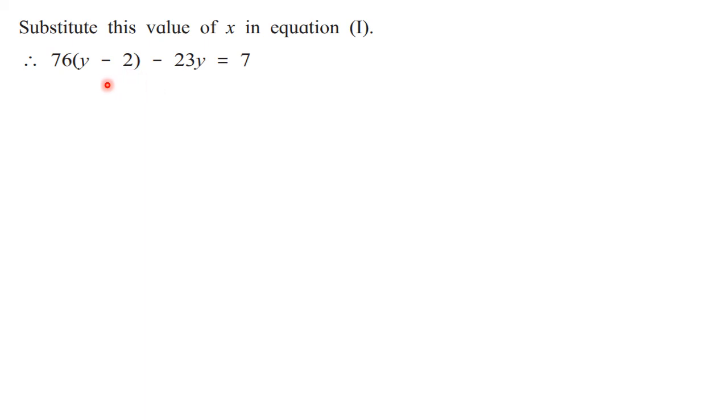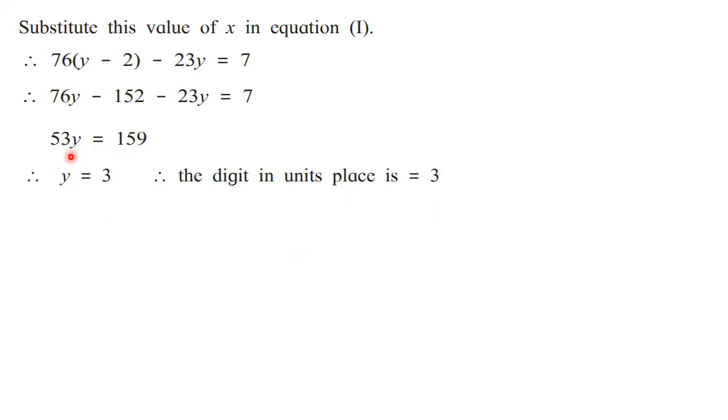And then when you open this bracket and solve, you will get the value of y. So see, 76 into y is 76y, minus 76 into 2 is 152, and this minus 23y is equal to 7 as it is. Now see, 76 minus 23, you will get 53y, and this minus 152, if you shift on the right hand side, it will be added to 7 and you will get 159. And then y is equal to 159 divided by 53, that is 3. So the value of y we got as 3, and this is our digit at units place.